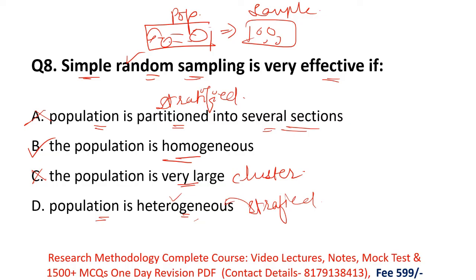But simple random sampling is very simple. In simple random sampling, the population should be homogeneous, and from this population you directly select your sample. Okay, so this method is known as simple random sampling. So again here option D is also incorrect, and option B is the right answer for this question.